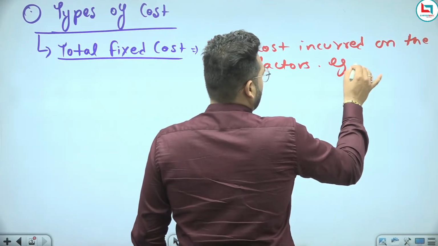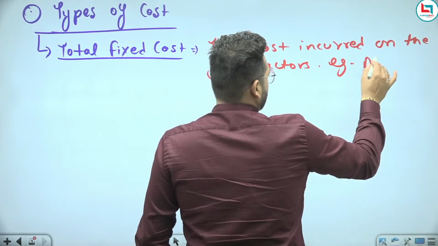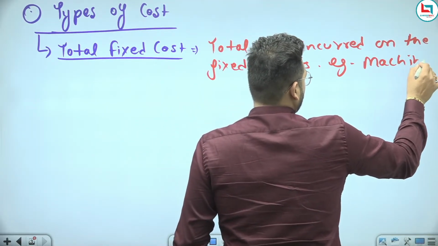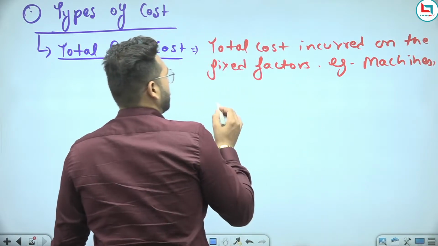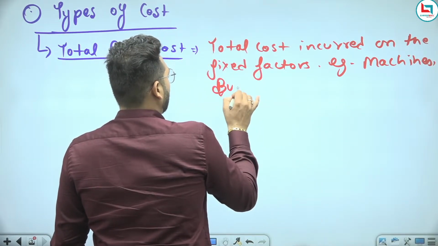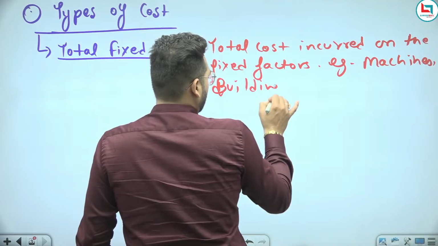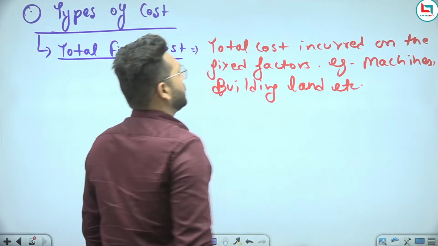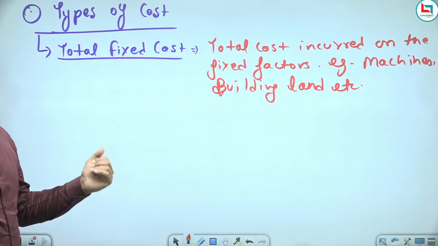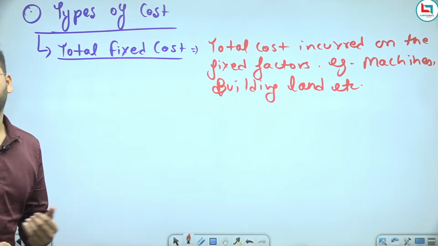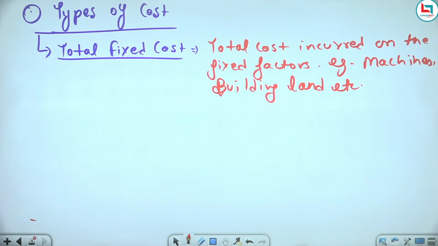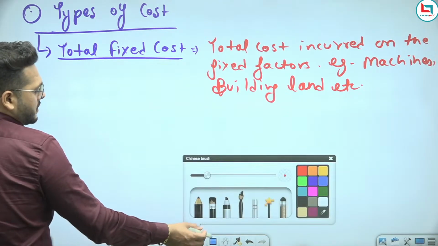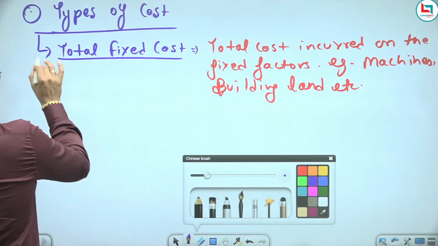Let's say for example, you can write machines, building, land, etc. This is what is called fixed cost. This is always fixed at every level of output. You do not have to change it every time, right? Next, this is what is called total variable cost.